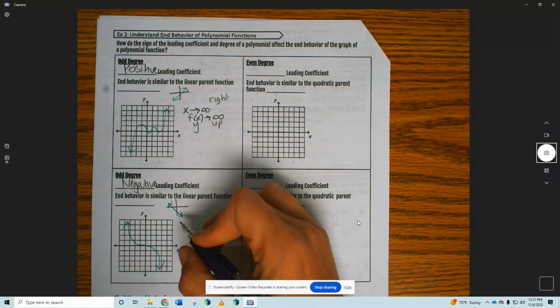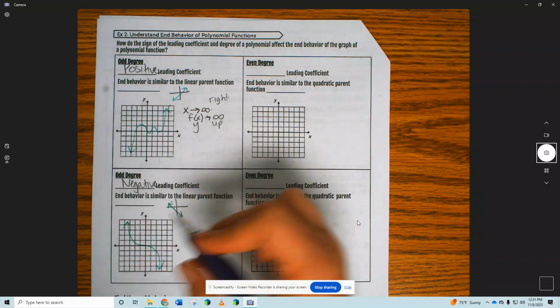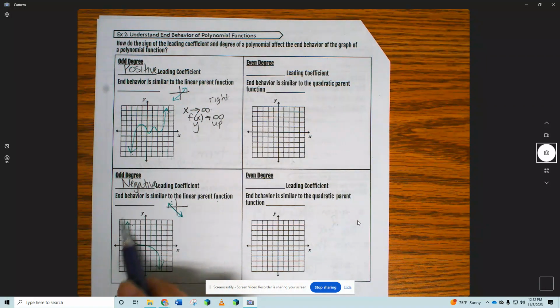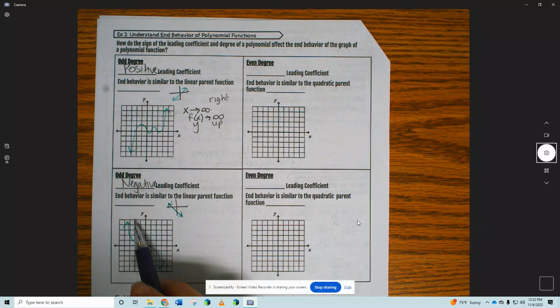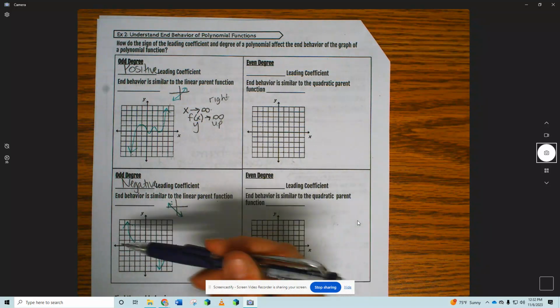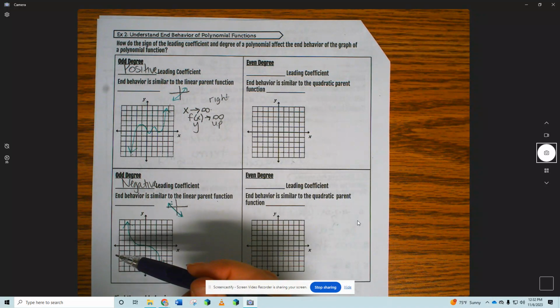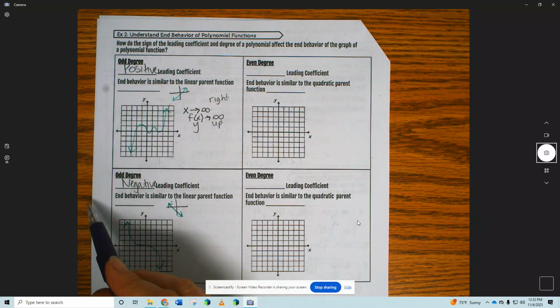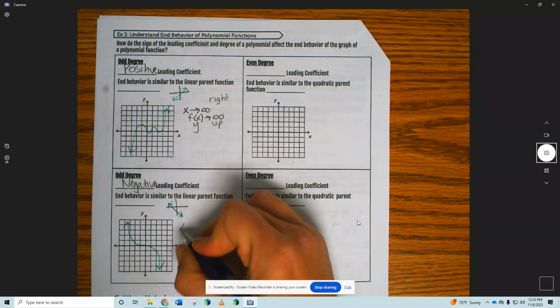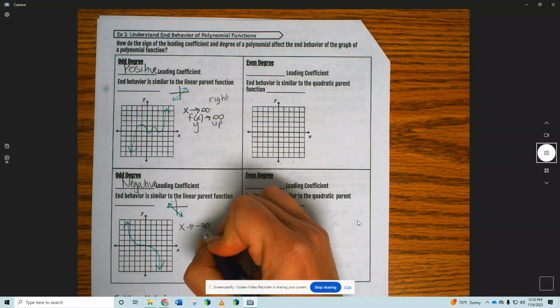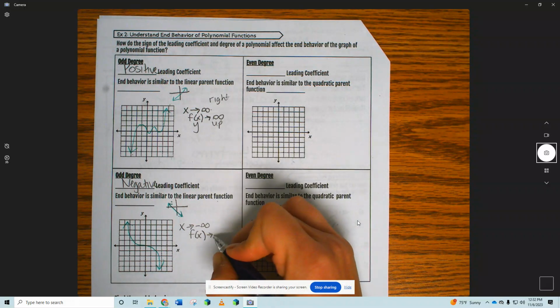Now, end behavior. Left. What's happening here? Left what? Up or down? Up. Left up. X is going to the left, negative, negative, negative, but it's also going up, up, up, up, up. As x goes to negative infinity, f of x goes to up, positive infinity.